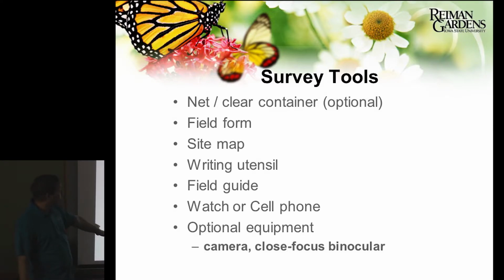And then optional equipment would be cameras or close focus binoculars. Carrying an extra camera is not required. If you've got your phone, that's great. You can use it as a camera. Again, we want to just take quick little snapshots of our butterflies, nothing that takes a lot of time. Close focus binoculars are great because as you're looking at a butterfly from a distance, they can let you look up close at it, see a little more detail, and help you identify the butterflies.